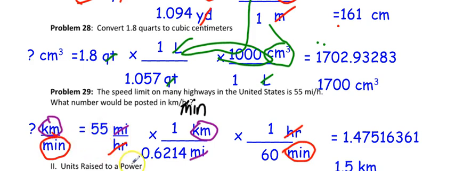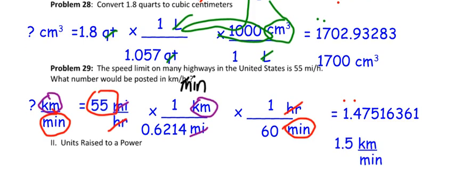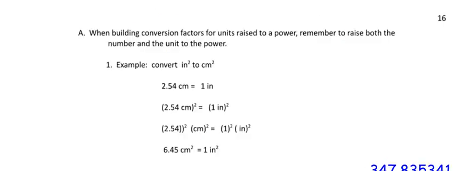So it's 65 divided by 0.6214 divided by 60 again. And this is what I get in my calculator. How many sig figs are right here? I think there's 2. So I go 1, 2. This is a 7. So I need to round up to 1.5 kilometers per minute. Okay. All right. Let's go to the next page. So what happens if you want to raise units to a power? You have to raise both the number and the unit.